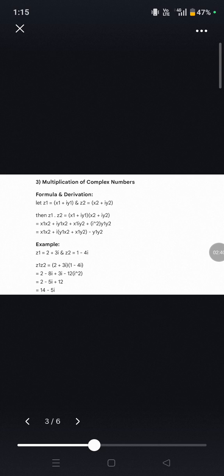Let's do a practical example to make this super clear. Let z1 is equal to 2 plus 3i and z2 is equal to 1 minus 4i. Multiplying them, 2 multiplied by 1, minus 2 multiplied by 4i, plus all of this, and since i square is equal to minus 1, minus 12 i square becomes plus 12. So like this, that's our answer.